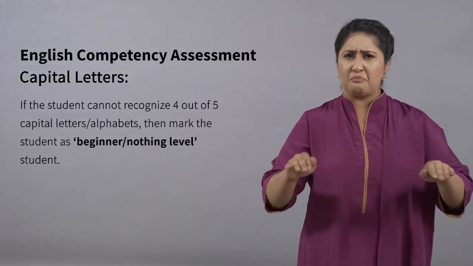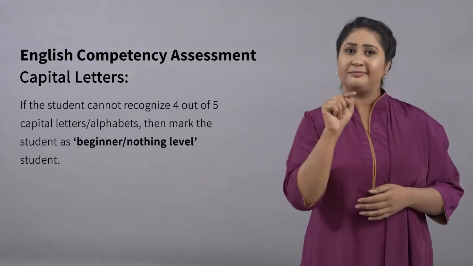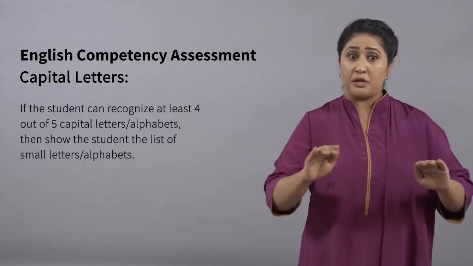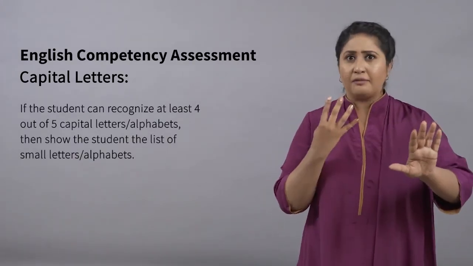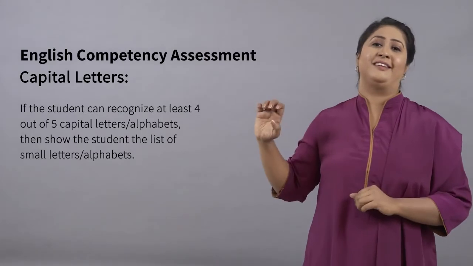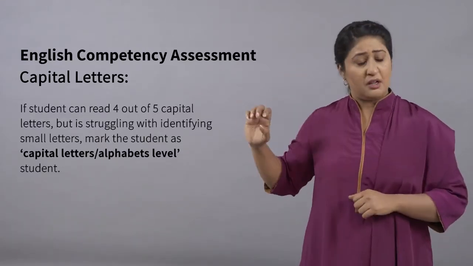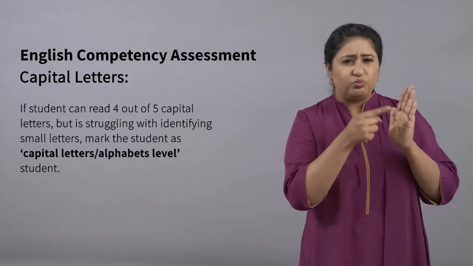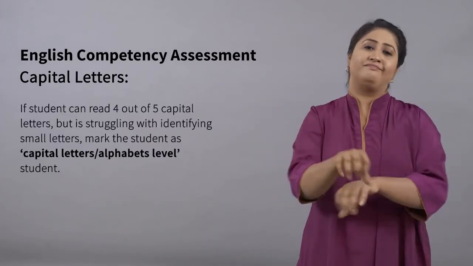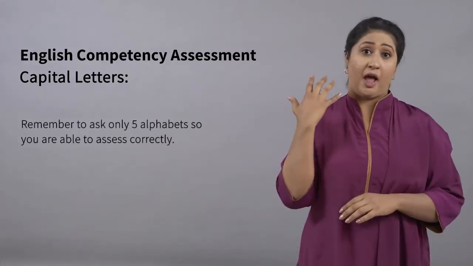If the student cannot recognize 4 out of 5 capital letters / alphabets, then mark the student as beginner / nothing level student. If the student can recognize at least 4 out of 5 capital letters / alphabets, then show the student the list of small letters / alphabets. If the student can read 4 out of 5 capital letters, but is struggling with identifying small letters, mark the student as capital letters / alphabets level student. Remember to ask only 5 alphabets so you are able to assess correctly.